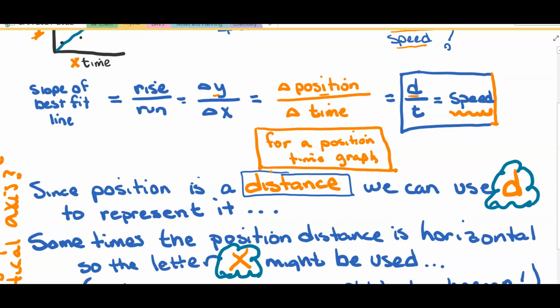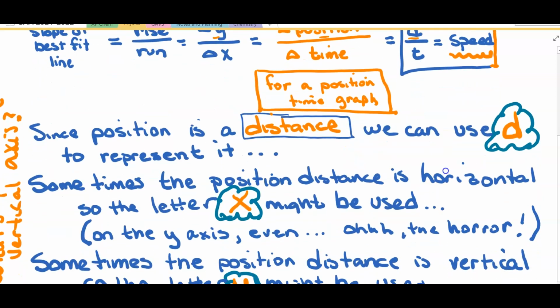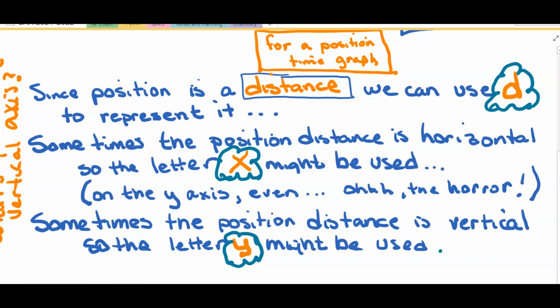Sometimes the position distance is horizontal. The car travels horizontally on the street. The racer runs in a straight line. So when we run along what we consider a horizontal axis, sometimes it even gets the letter X on the y-axis. Oh, the horror of that. I know. Just accept it. That's why I always like to use the letter D for position.